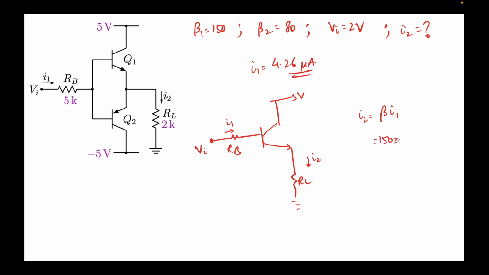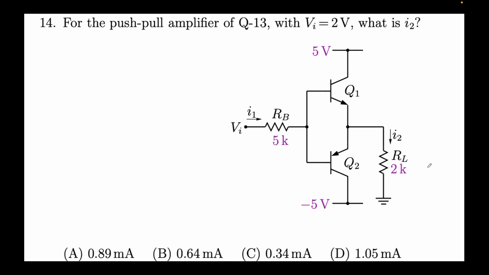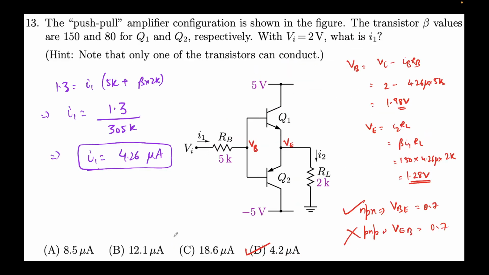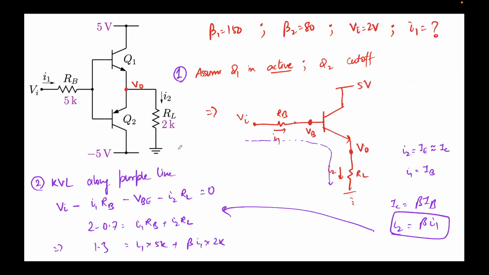This will be 150 times 4.26 microamps, and this will come out to be 4.26 times 150, 0.64 milliamps. So I2 is coming out to be 0.64 milliamps. Yes, this is the option that we have. So here in this problem there's nothing much to do, because we had already done the hard work in the previous problem itself. The key thing here is just to identify which one is active and which one is cut off. If you do that, then there's no problem at all.